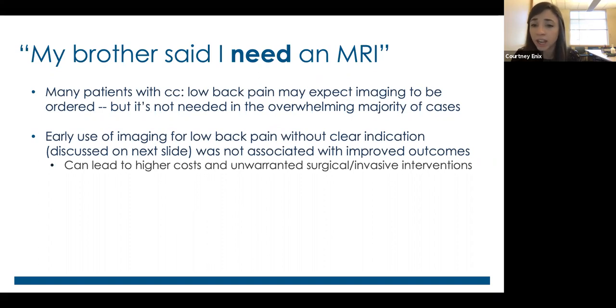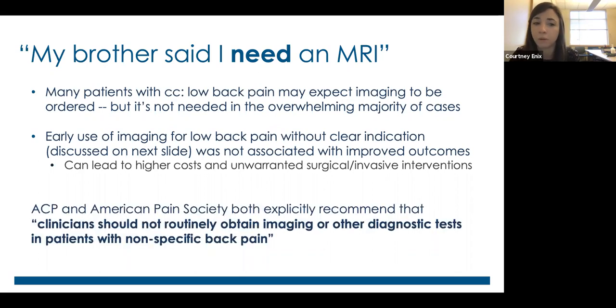It can lead, not surprisingly, to higher costs if you're ordering imaging studies, or unwarranted surgical or invasive treatments, right? Sometimes we order imaging and it shows us something that is abnormal, but it might not actually be the cause of what is causing the pain or the problem for patients. But that's the thing that we see on imaging, and so that's the thing that we go after, and that is maybe not appropriate in a lot of patients who are coming in with this chief complaint. And there's actually been a joint statement that has come out by ACP and the American Pain Society that both explicitly recommend that clinicians should not routinely order imaging or other diagnostic tests, or do some big workup, in patients who are having non-specific low back pain.